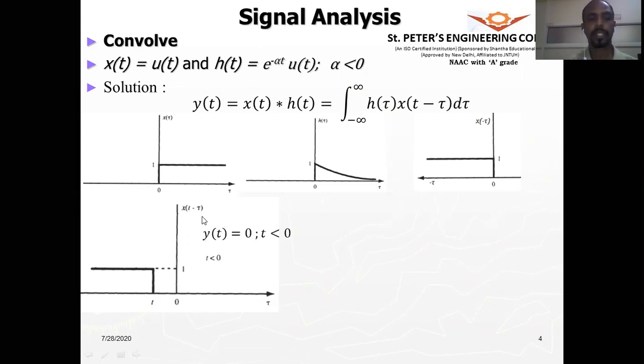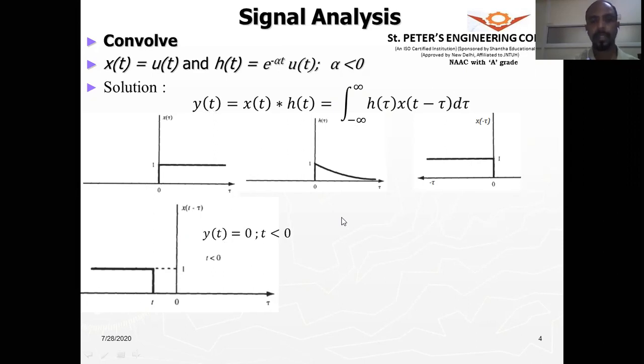So therefore the integral will be 0. So we say output y of t is equal to 0 when t takes a value less than 0. I said t also varies from minus infinity to plus infinity, right? So from minus infinity up to 0, we have computed for t. So therefore the output is 0.